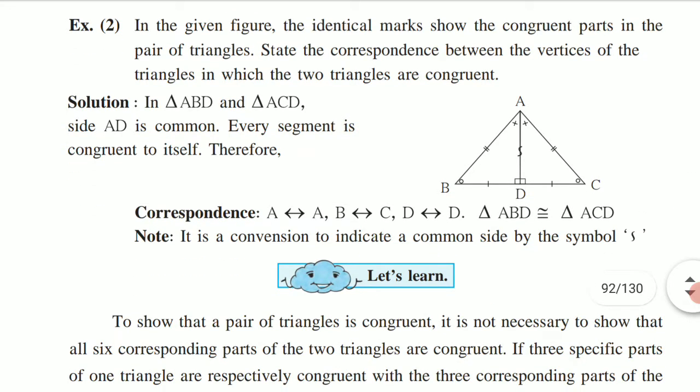In the given figure, second example, the identical marks show the congruent parts in the pair of triangles. State the correspondence between the vertices of the triangles in which the two triangles are congruent.